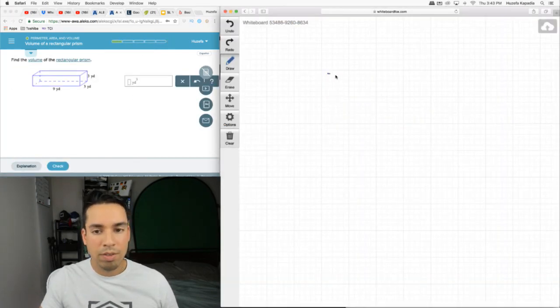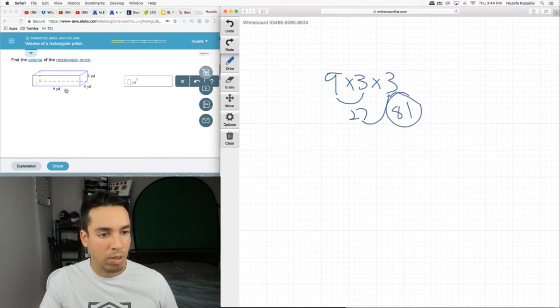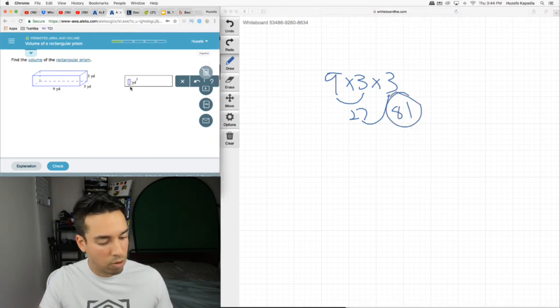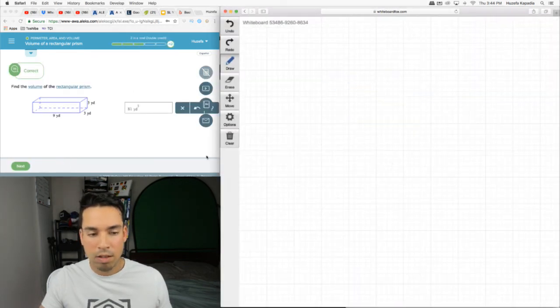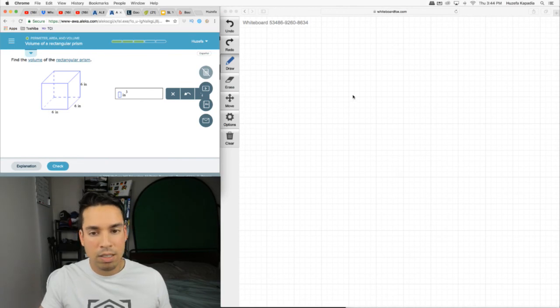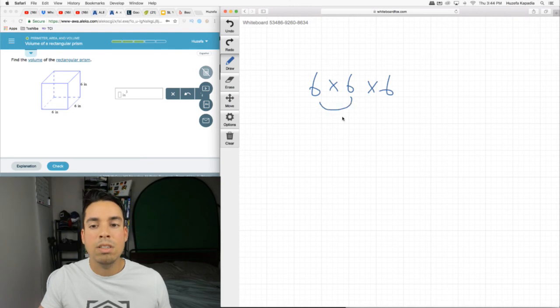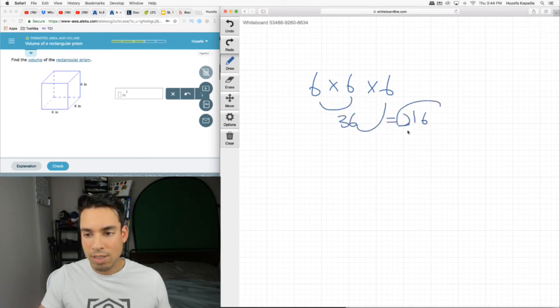Next one, same deal. We've got 9 times 3 times 3. 9 times 3 is 27. Times 3 is 81, and it's going to be in yards cubed, but they already got that for you, just like that. And last but not least, 6 by 6 by 6. So this is 6 times 6 times 6. 6 times 6 is 36. Times 6 again is 216.